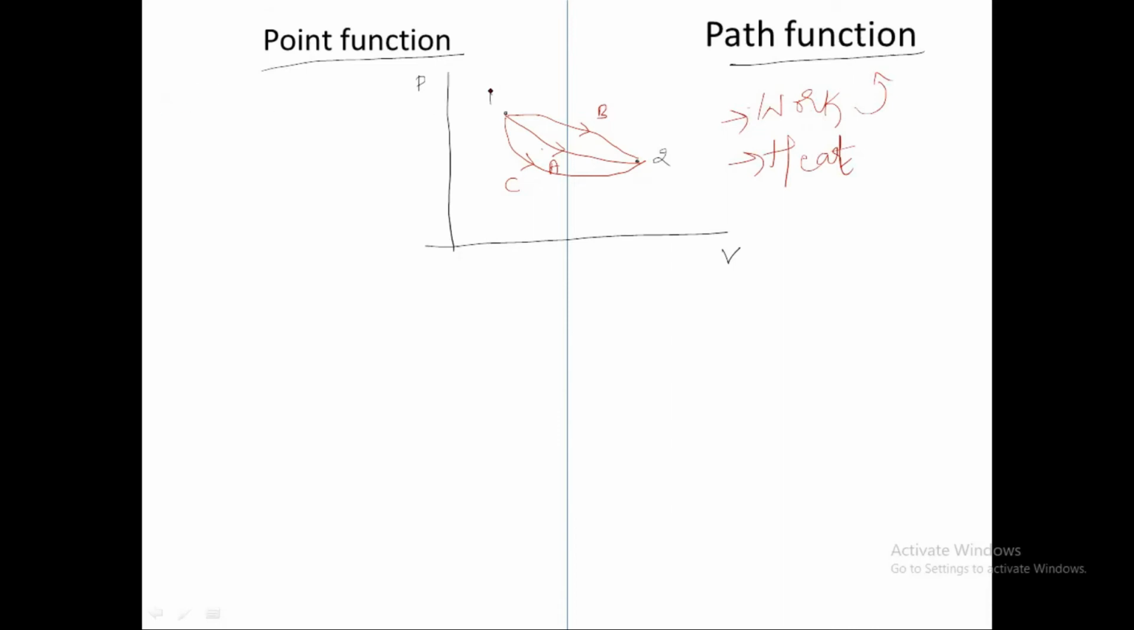Then what are the point functions? These are state variables. If I draw here and mark V1 and this one V2, and here P2 and this one P1. Therefore, point functions are pressure, volume, and temperature. These are point functions.